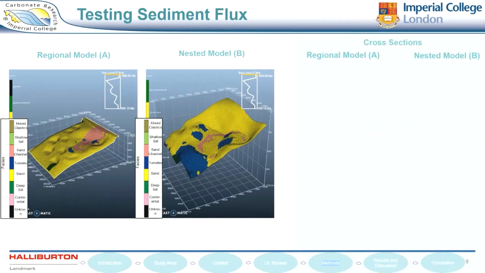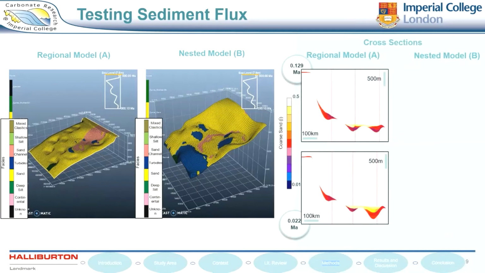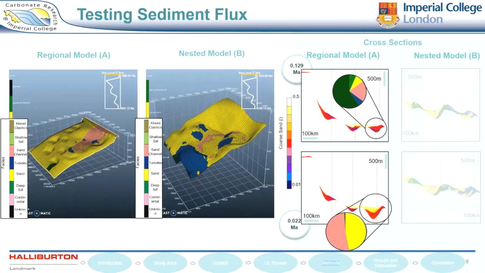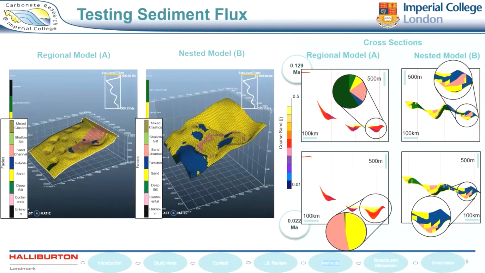So looking at these cross sections, we are comparing the regional and the nested model at early falling stage and then maximum lowstand. So you can see here in the regional model, we've got a large influx of mainly silts and some sandy channels in Basin 4. This is compared to the last glacial maximum, where we've got a large influx of sandy channels in Basin 4. And the same can be seen looking at the facies definitions for the nested model. So comparing the 2 Basin 4s at the different ages, we definitely see large influx of turbidites during maximum lowstand as compared to early falling stage.